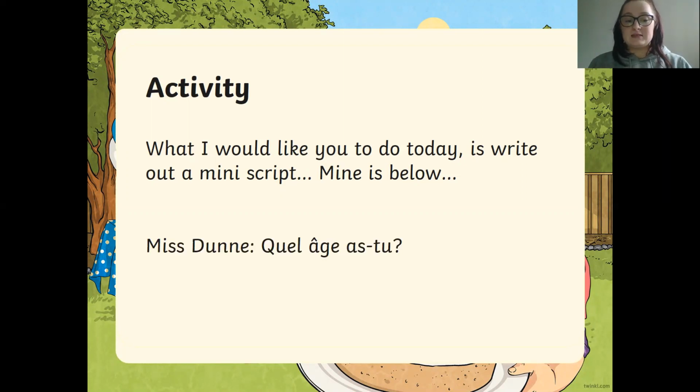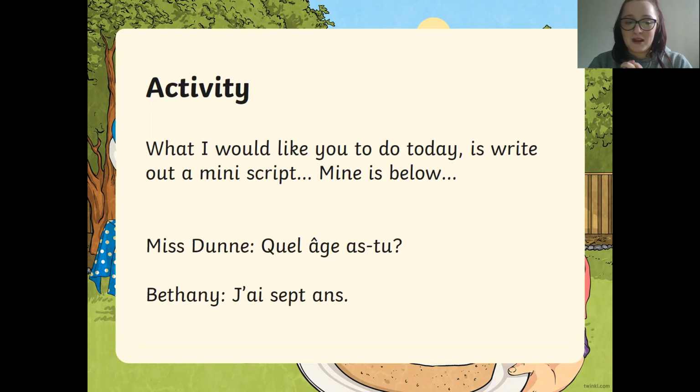So it says, Miss Dunn, me, and it says, quel âge as-tu? Now, you need to remember it's got these different marks above because that's what they're using in the French language, okay? So, quel âge as-tu with the little mark above. And remember, you need your question mark because we are asking a question. So, Miss Dunn is asking someone there, how old are you? I wonder who's going to respond. Any ideas?